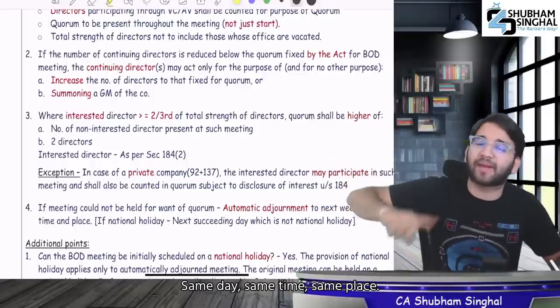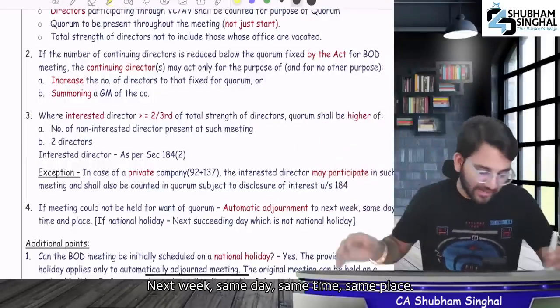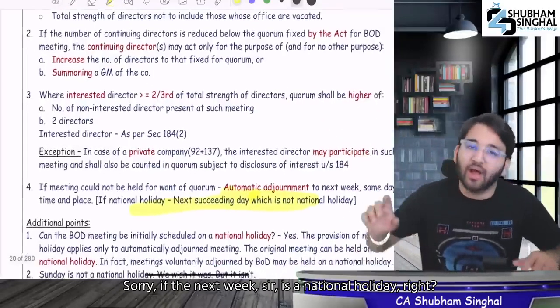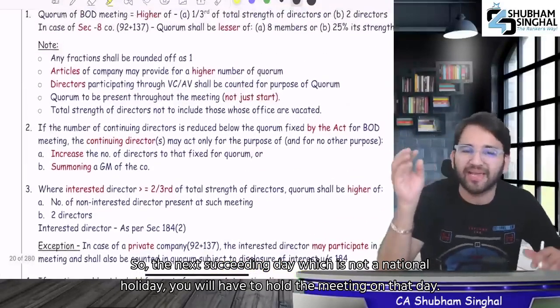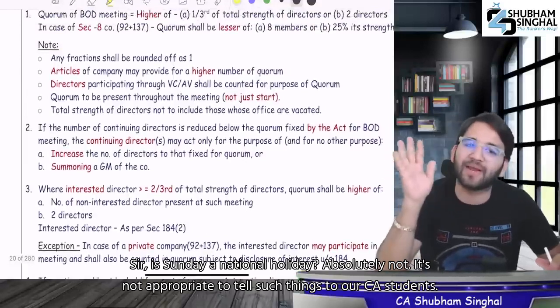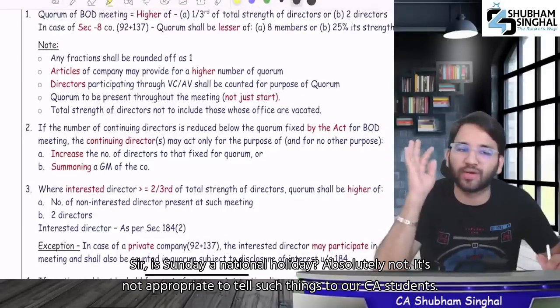Same day, same time, same place. Next week, same day, time and place. If the next week is a national holiday, you will have to hold the meeting on the next succeeding day which is not a national holiday. Is Sunday a national holiday? Absolutely not. It's not appropriate to tell such things.